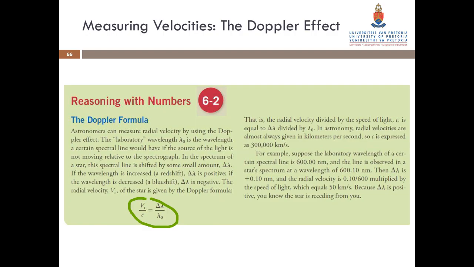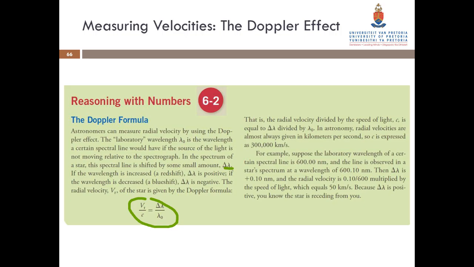Lambda is the wavelength. If the wavelength is increased, that indicates a redshift, so delta lambda is positive. If the wavelength is decreased, that is a blueshift, and delta lambda is negative. The radial velocity V of the star is given by the Doppler formula: the radial velocity divided by the speed of light c is equal to delta lambda divided by lambda 0. In astronomy, radial velocities are almost always given in kilometers per second, so c is expressed as 300,000 kilometers per second.